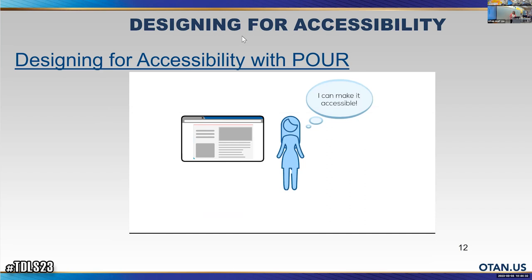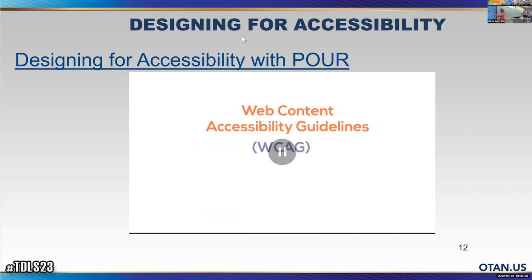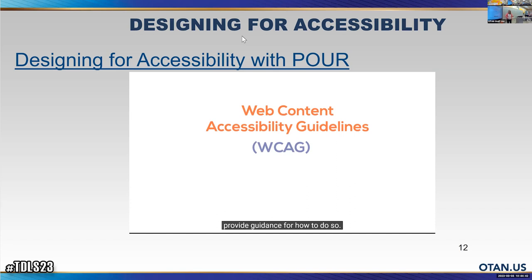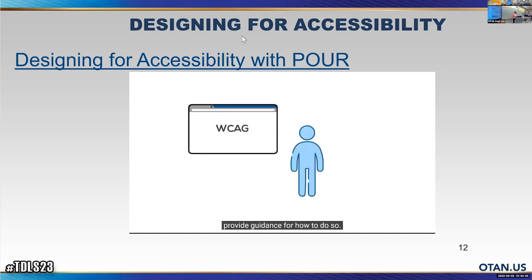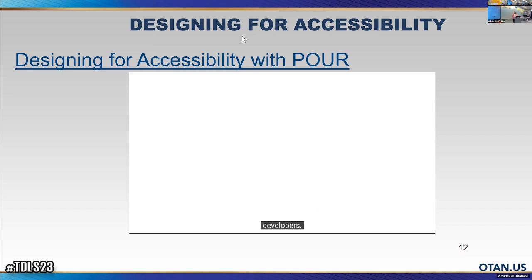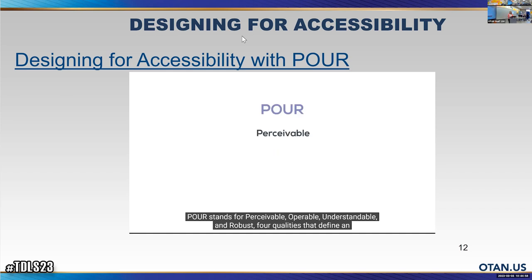Available to educators. Now include options for adding accessibility. And standards such as the Web Content Accessibility Guidelines provide guidance for how to do so. However, these guidelines often include technical language that can be confusing to even veteran developers. Fortunately, a set of simpler principles, as captured by the acronym POUR, provide a better starting point.